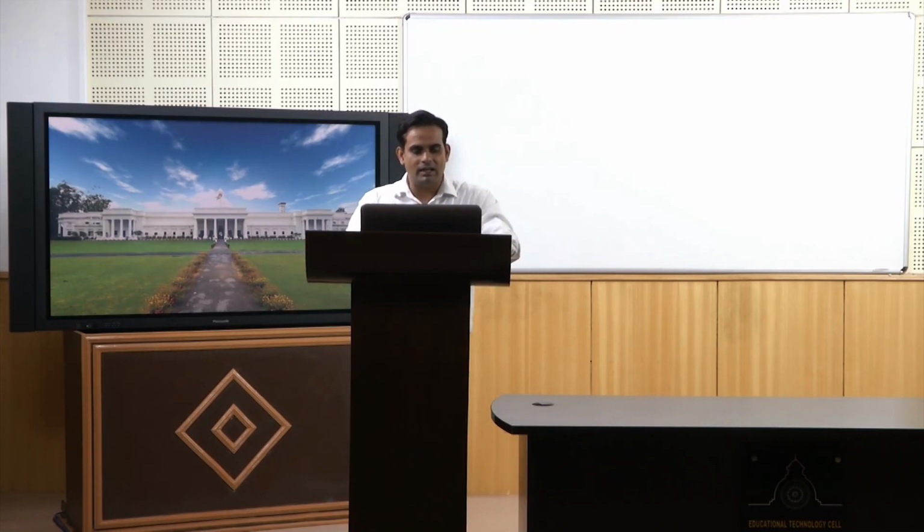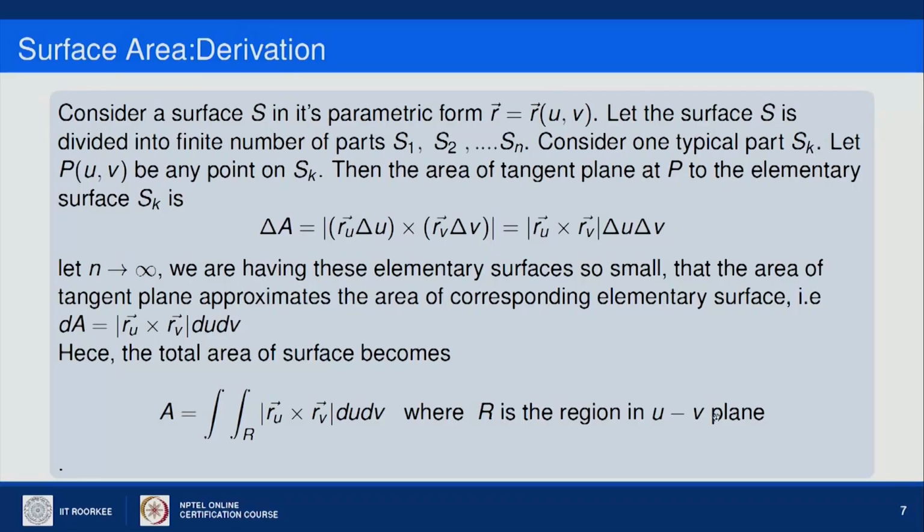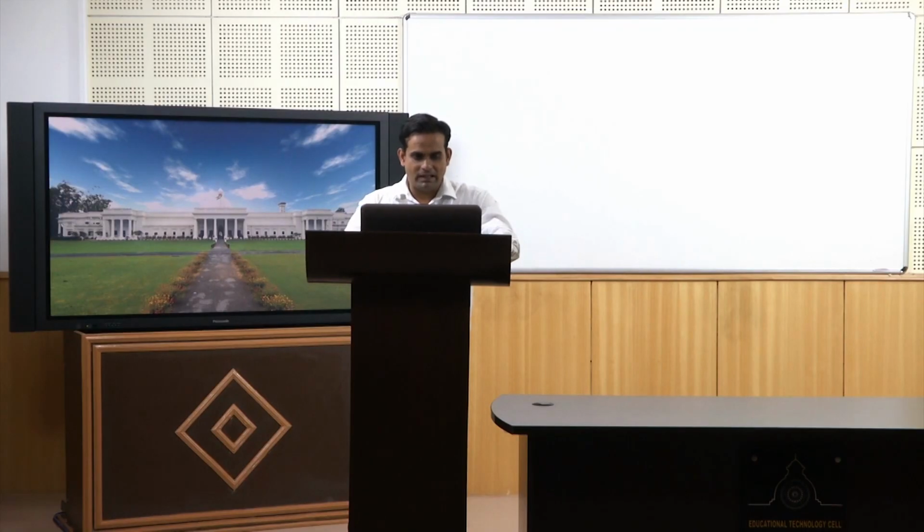So surface area is given as the integral over R of the magnitude of Ru cross Rv du dv, where R is the region in the uv plane. So basically it is like that.